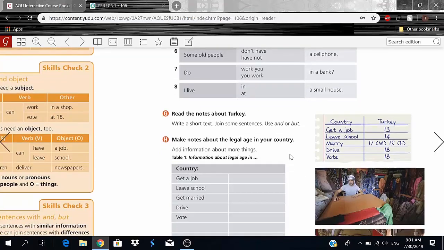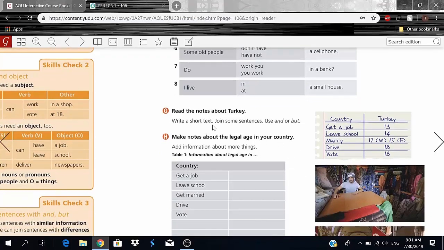So now, let's write a short text and join some sentences. So I could say, let's find the similarities. So we have drive and vote. So I could say, teenagers, or actually, can I open this? I cannot, unfortunately. So we'll just have to do it this way orally. So teenagers can drive at 18 and they can vote at 18. You see how I got them together? Okay? And now using but, let's start with something kind of negative, and then we'll move to something positive.